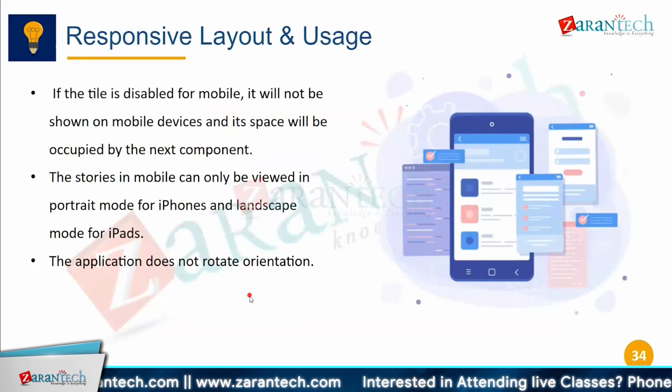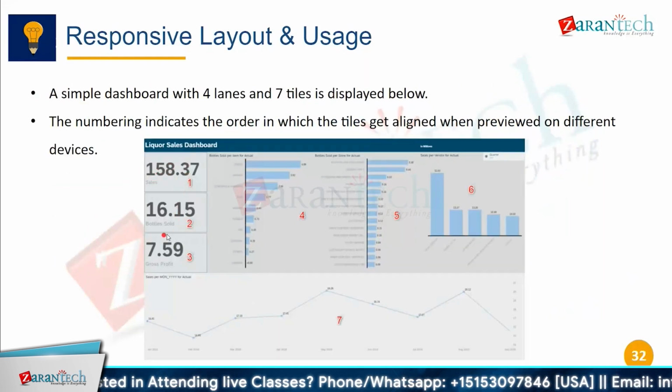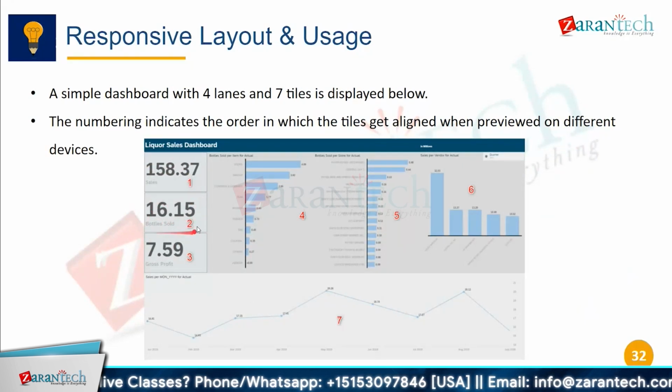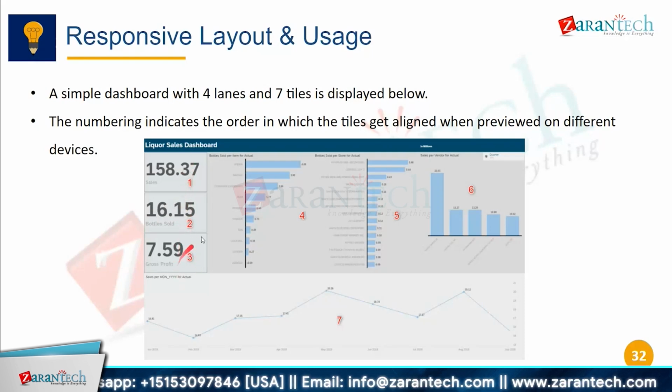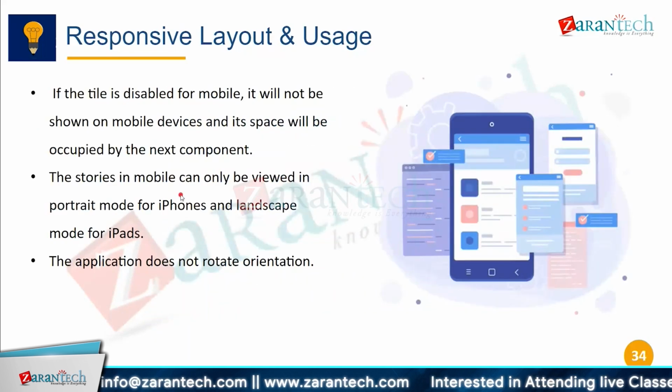Then I just showed you the option to disable usage in mobile. If a tile is disabled for mobile, it will not be shown on mobile devices and its space will be occupied by the next component. So basically, you have a dashboard with sales, and you don't want to show the bottles sold sales numeric point chart. Then you can disable it for mobile usage. When viewing it on mobile, ideally this is all one lane, so it should show 1, 2, 3 from top to bottom. If this is disabled, then this space will be occupied by the next corresponding tile. So the third tile will come here and be shown here. That is the alignment the system does.